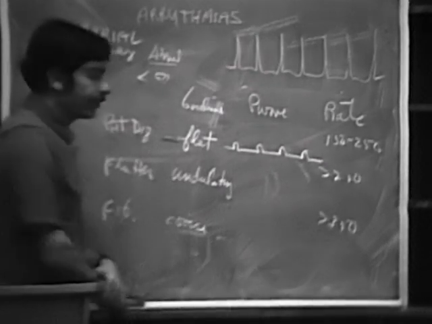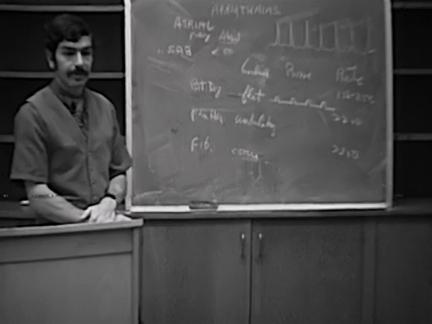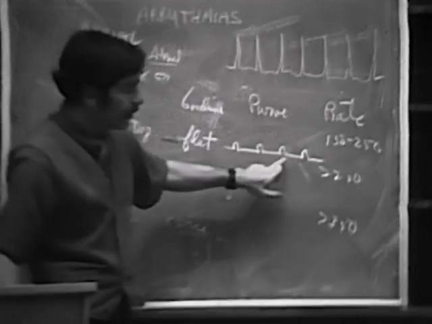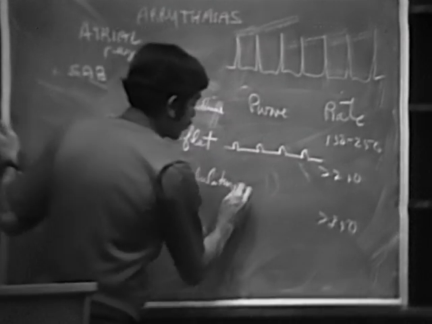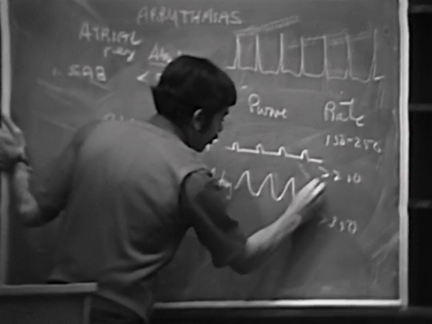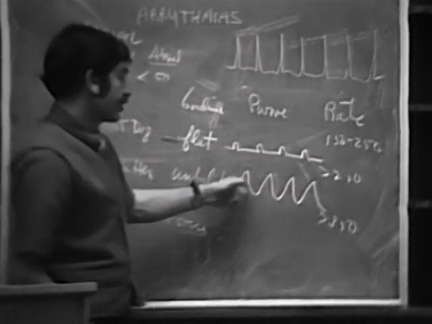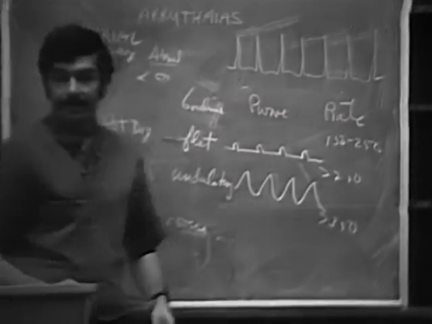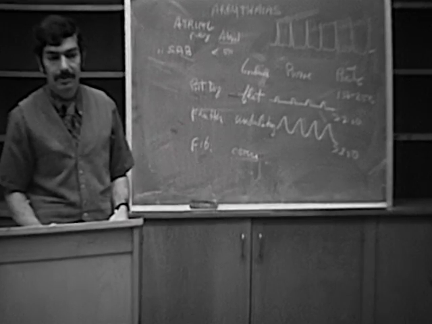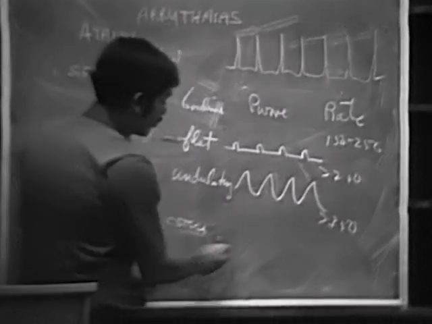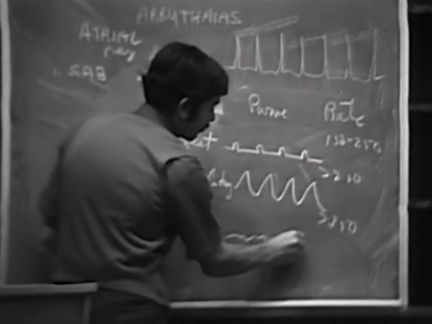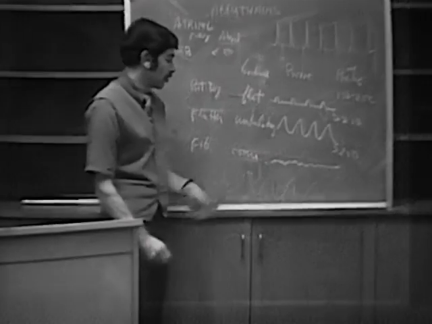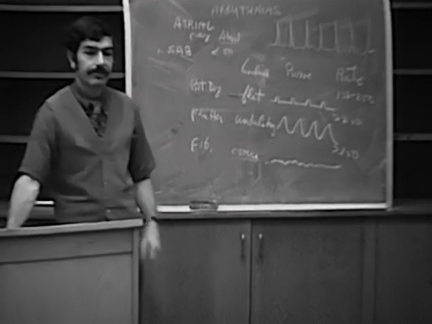Small discrete P waves, right? These small discrete P waves, whereas flutter looks like this. You have an undulating baseline, just a sawtooth pattern, characteristic of flutter. Whereas with atrial fibrillation, as you know, you'll just have a very coarse, uneven baseline.